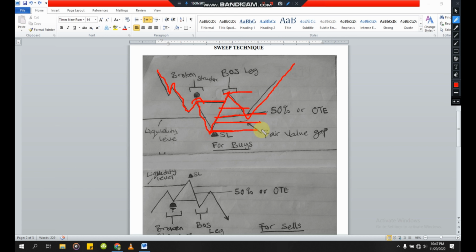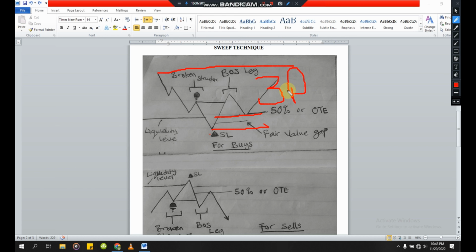Our stop loss will be here. Our target will be nothing less than 1:3 RR. So it will be something of this nature: entry, stop loss, and let's just assume this is your take profit right here. Make sure that this is up to 3 RR.